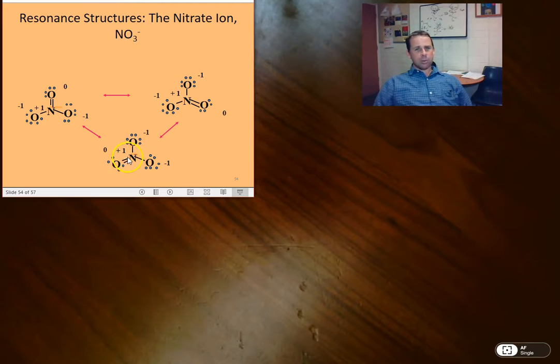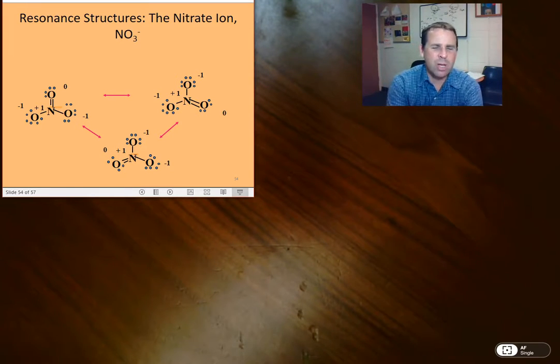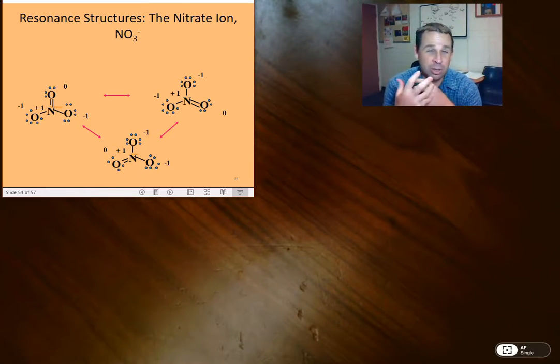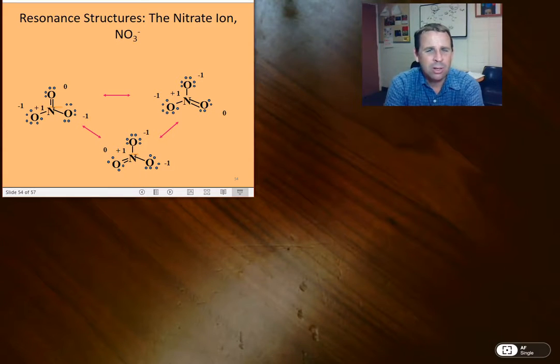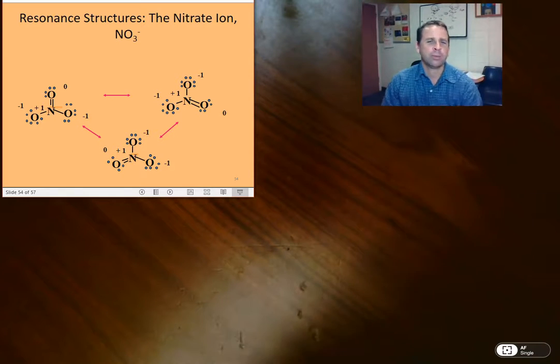It can be drawn with the double bond between the nitrogen and one of the oxygens, or a different oxygen, or even a third oxygen. Now, the thing to recognize about resonance structures is that any one of these resonance structures could be occurring at the same time. In fact, it's not that one exists more than the other. It's that the actual compound is a mixture of all three, okay?